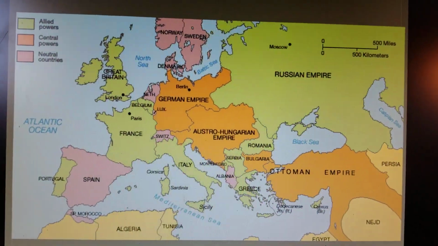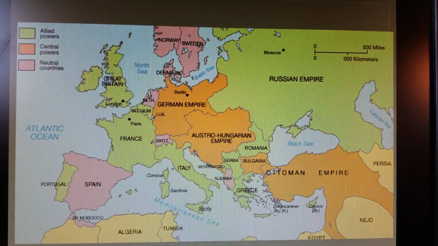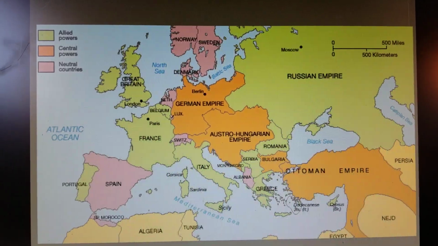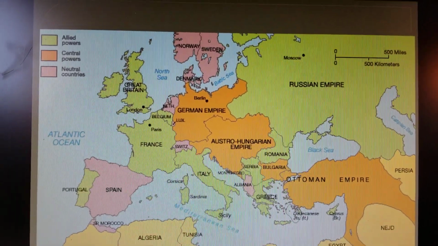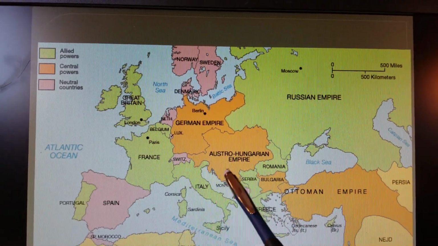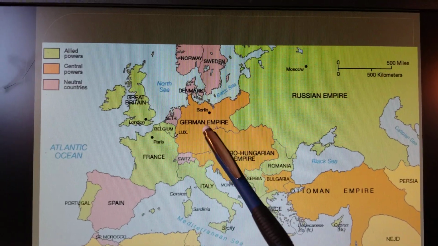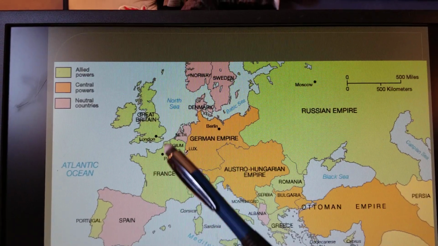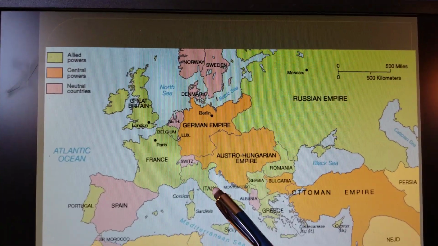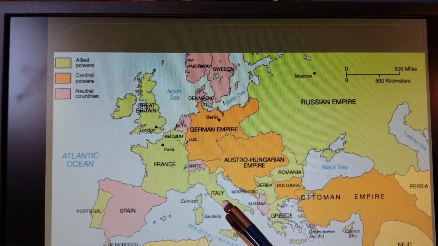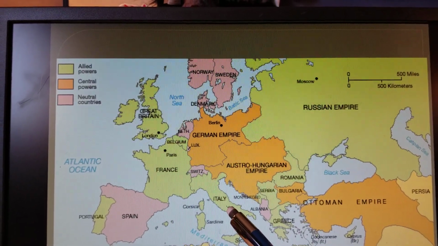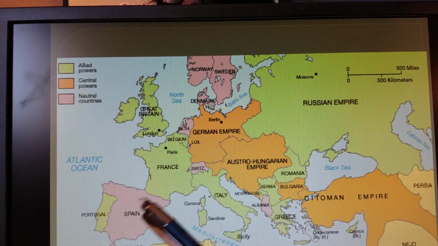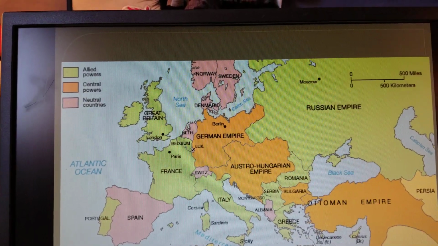Okay, and so here you can see the countries, how they're divided. The pink countries are neutral, but you can see that the Central Powers are most of North Africa and the Austro-Hungarian Empire, the German Empire. That was all the Central Powers. The Allied powers were France and Great Britain, Italy, which is interesting because Italy was not an ally in World War II, but here they are. Portugal is an ally, but Spain stays neutral. And then, of course, the Russian Empire.